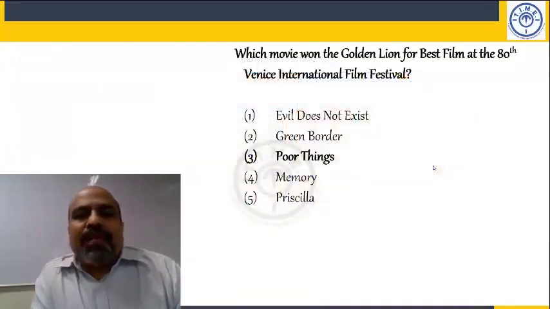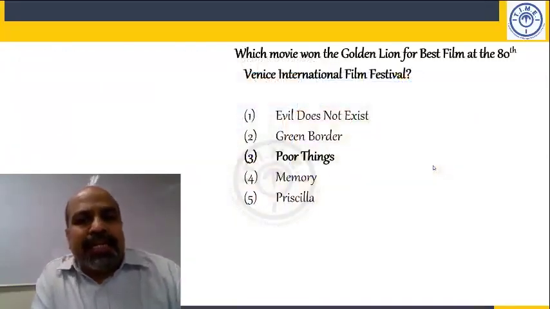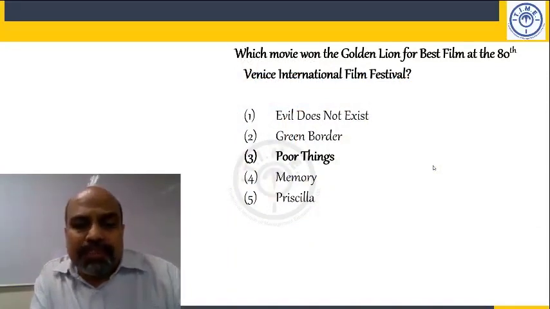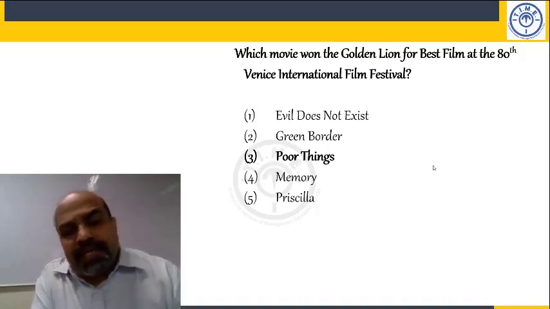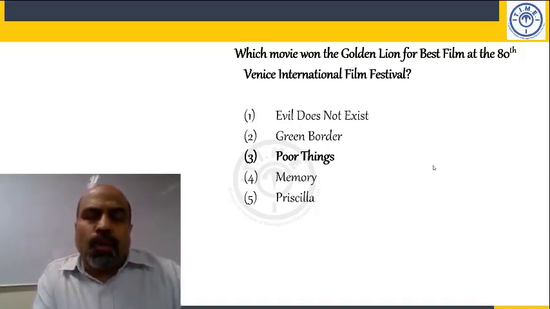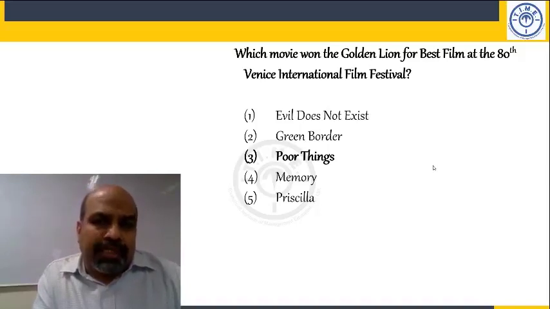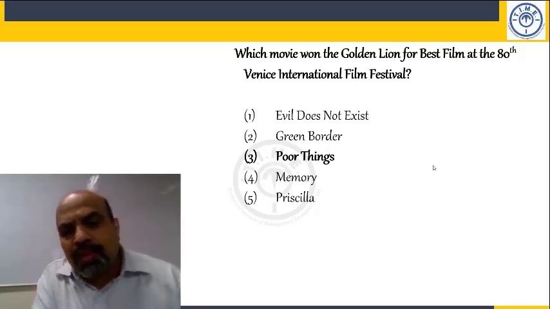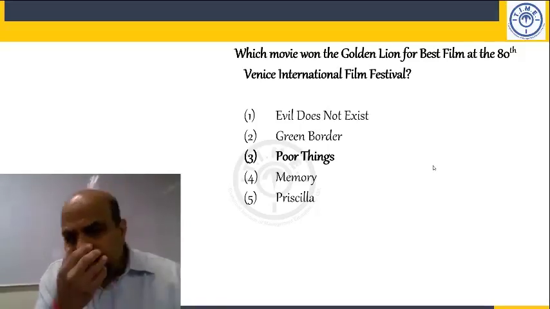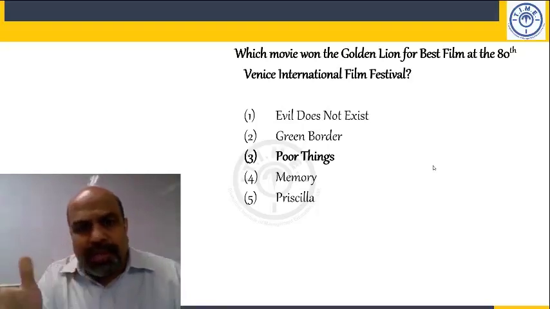Which movie won the Golden Lion for Best Film at the 80th Venice International Film Festival? It's mentioned there. Poor Things. You could write directed by Yorgos, Y-O-R-G-O-S. Yorgos Lanthimos, L-A-N-T-H-I-M-O-S. So the Golden Lion went to this.